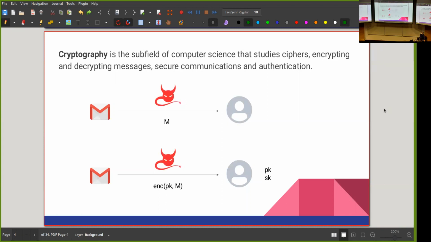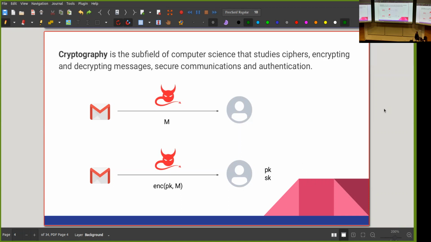So cryptography is basically the field of computer science that tries to study ciphers and problems like encryption and decryption and secure communication and things like that. So every time you open your email account, if you still do that, that's done using cryptography. And probably all of the messengers that you have on your phone right now also use some sort of cryptography.